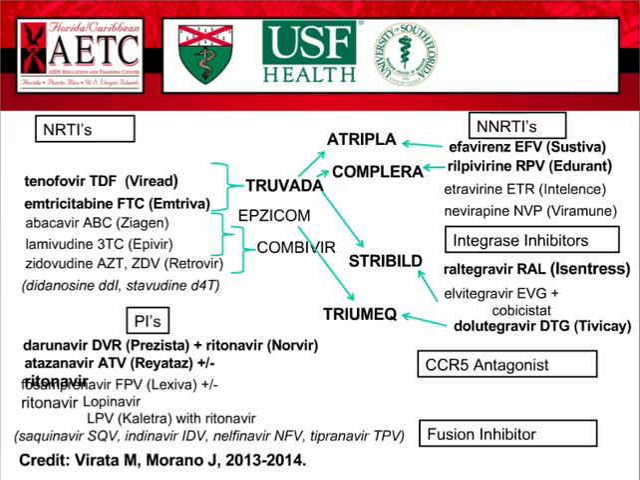Don't worry about these PIs. We do not see them. If you're working in developing countries, you might see them. Saquinavir, indinavir, nelfinavir, and tipranavir. Those are of historic significance, and you don't need to worry about those. Your CCR5 antagonist, this is really for patients who have severe resistance, is maraviroc, MVC, and then fusion inhibitors, enfuvirtide.